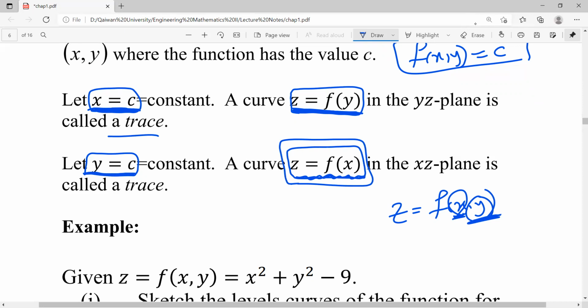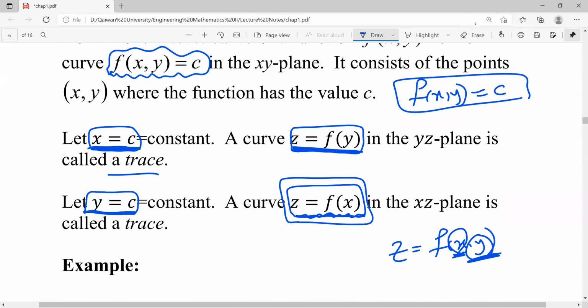Okay. So which one? Z? Why do we need it?